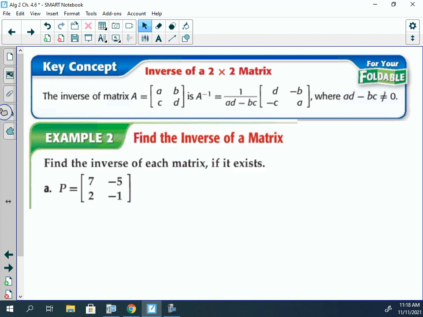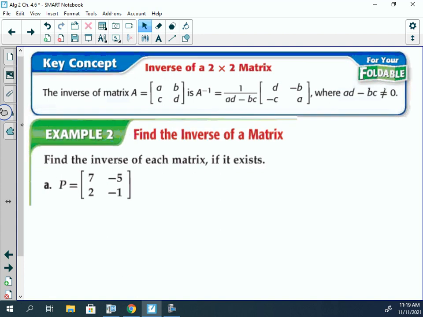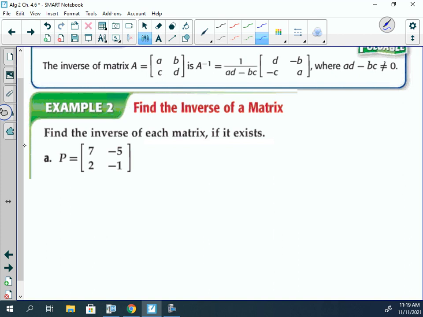And AD minus BC cannot equal 0. If AD minus BC is 0, it's really telling us that the matrix is not invertible. We do not have an inverse. And really, this should look familiar because that's our determinant of a 2 by 2. It's our diagonal going across one way minus the diagonal of the other. Any questions on this here before we find the inverse of P?